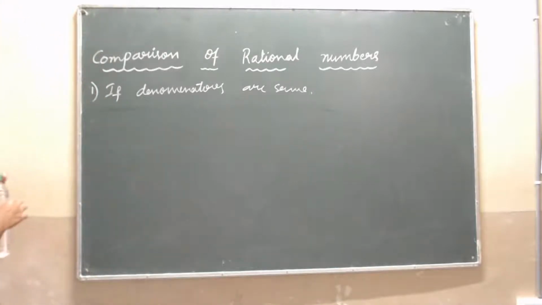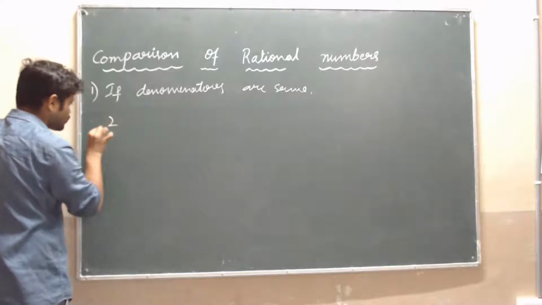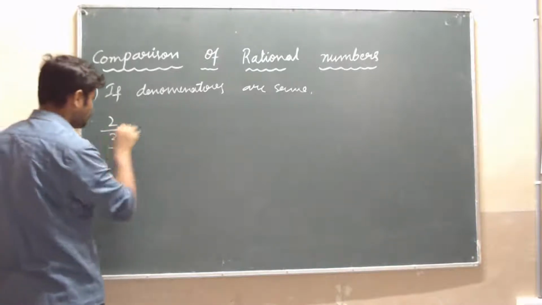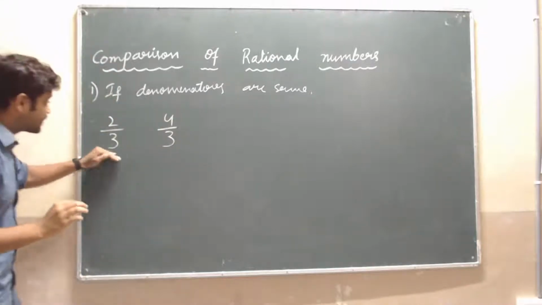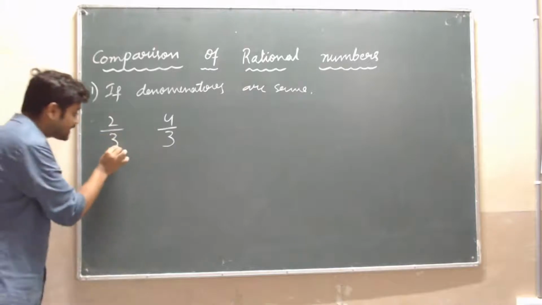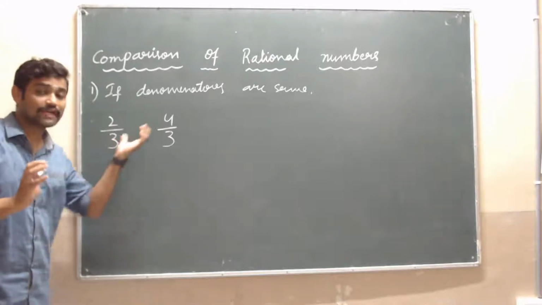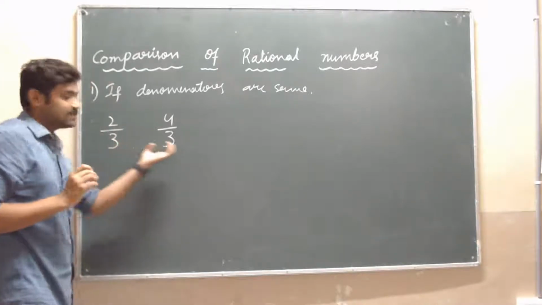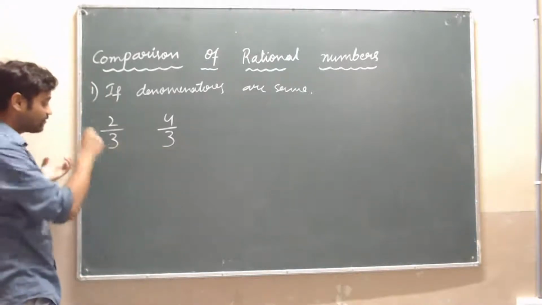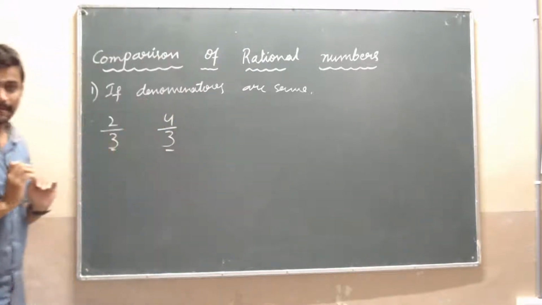First, the denominators are same. Take one example: 2 by 3 and 4 by 3. Here, denominators are same. The denominator is 3 here, and here also it is 3. How will we show which one is smaller and which one is greater? See, while comparing two rational numbers, if the denominators are same, then we can compare only the numerators.